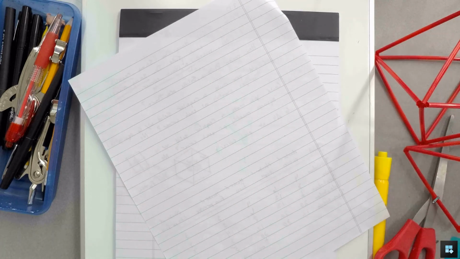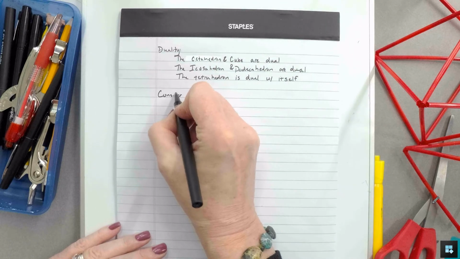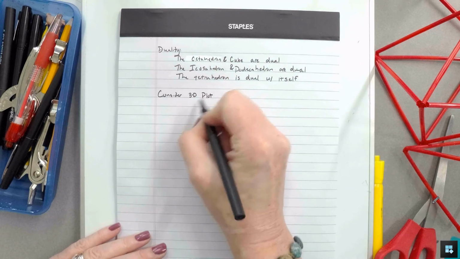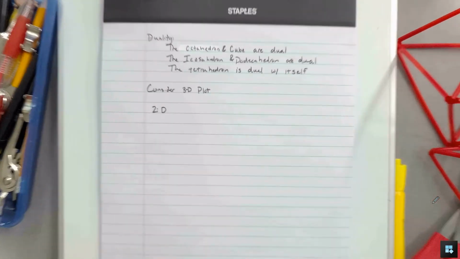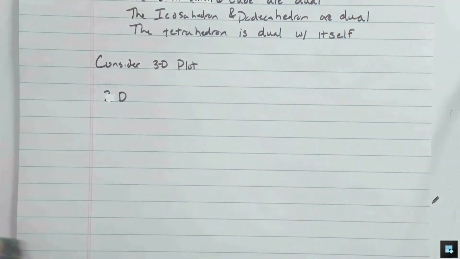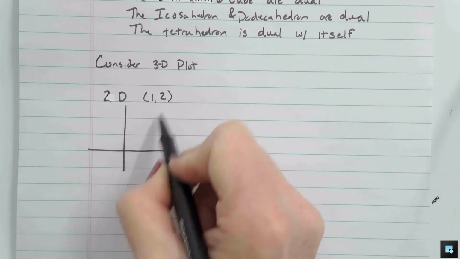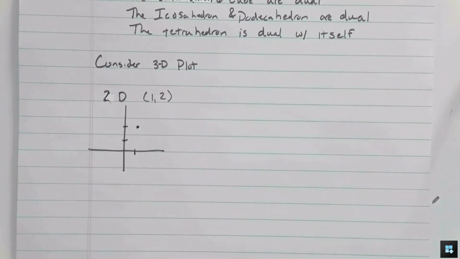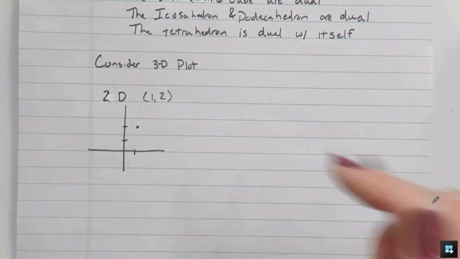Now another interesting aspect of the Platonic solids is their three-dimensional plotting. When you plot in two dimensions, you just need two numbers to tell where you're at in the plane. So if I give you an ordered pair 1, 2, you only have two directions to go. So you can go right 1 and up 2 and you can plot a point. Well, these are three-dimensional objects, so you need three numbers to tell where the Platonic solids would be in three dimensions.